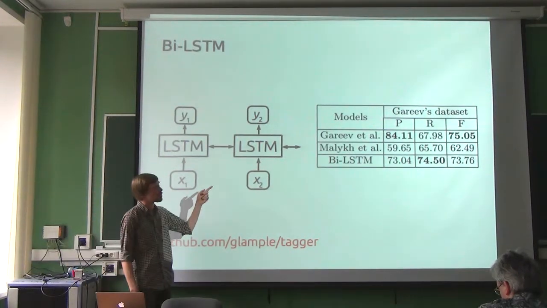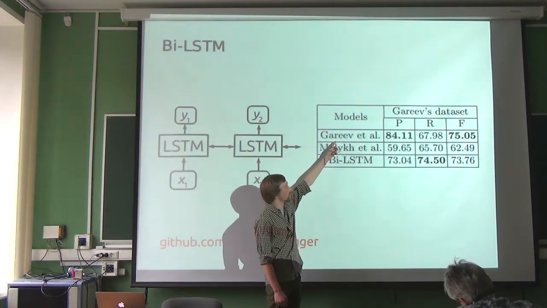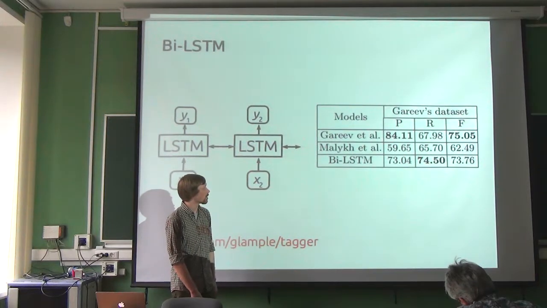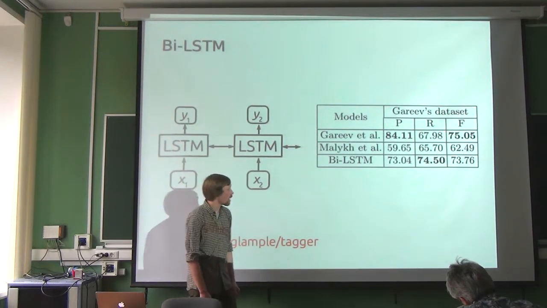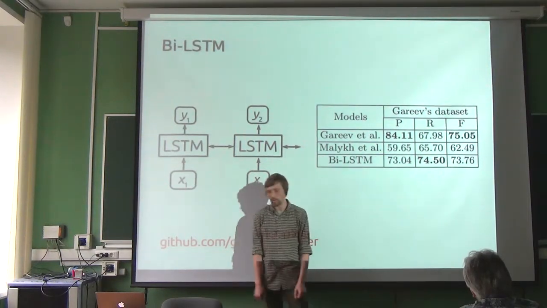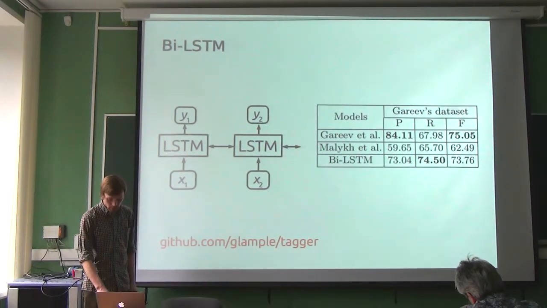Here on the table you can see the results. The first one applied conditional random fields on linguistic features and got nice results. The second one applied a character-aware LSTM, so the results were not so good. And our model provides good recall, but precision and F measure are not as good as they could be. So we can do better.